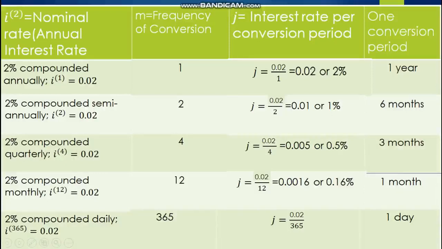Okay? These j values, or interest rates per conversion period, are just like this one, which is 1%: 1% every 6 months. This one is 0.5% every 3 months, because the 2% is compounded quarterly. This 0.16% means that every month the rate of interest will be 0.16%, because the annual rate of interest is 2%. And those are the examples in finding the frequency of conversion and the interest rate per conversion period and identifying the conversion period.